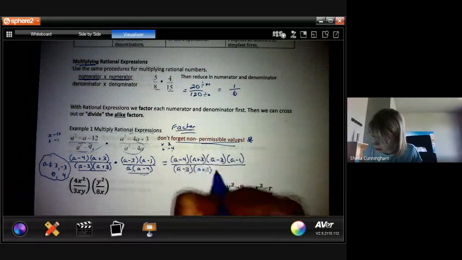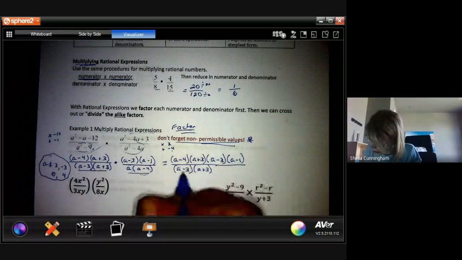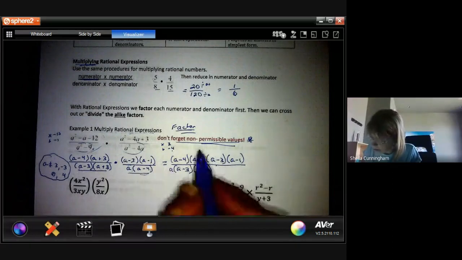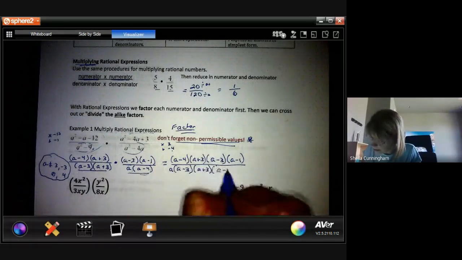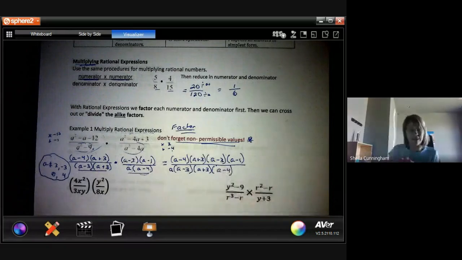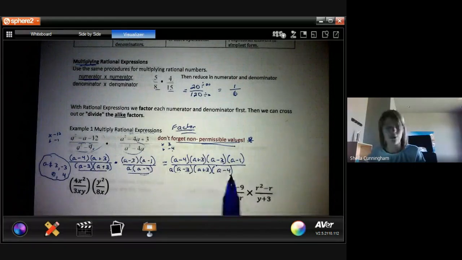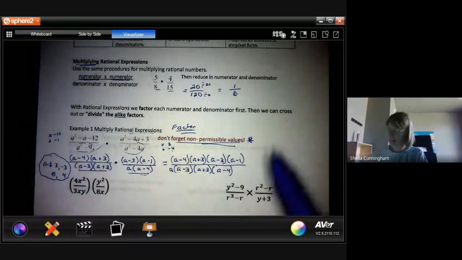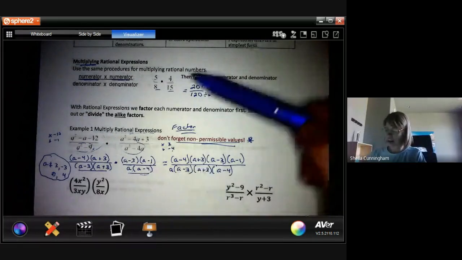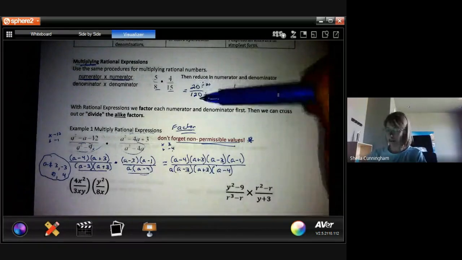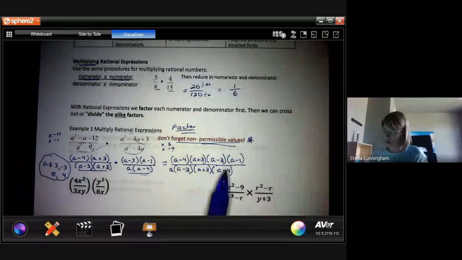So I rewrite this. That single a, I can put out in front so it doesn't get mixed up in all my binomials and my sets of brackets. Still showing everything is getting multiplied together. Each of these binomial factors is being multiplied. Now, okay, that's great. It's like the scenario where we had 20 over 120. Now our last step is to reduce.